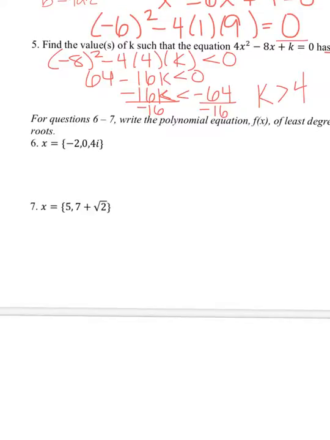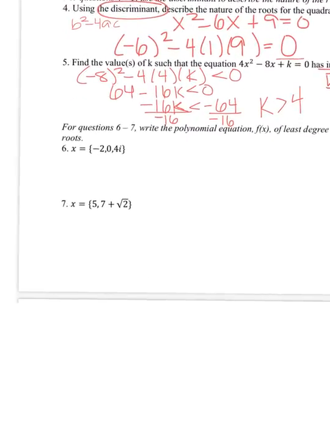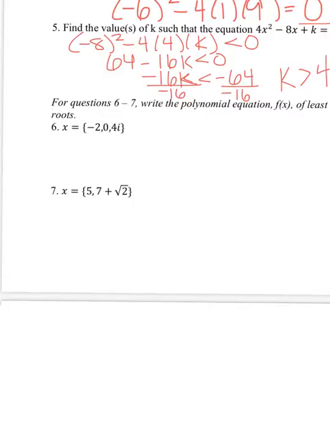For numbers 6 and 7, we are writing the equation given the roots. So you have to remember that if you have imaginaries or if you have irrationals, meaning the radicals, you have what's called conjugates. So the sign in the middle changes. So for example, in number 6, you actually have 4 roots. You have x equals negative 2. You have x equals 0. I'm going to put that one first. X equals 0, x equals negative 2. And if you have x equals 4i, you also have x equals negative 4i.